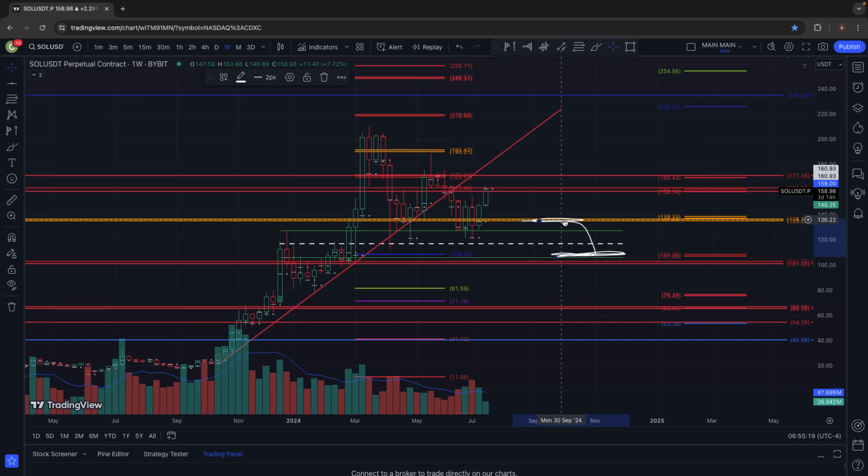136. You lose 136, the next level I would be trying to attack for a long will be 108. I will not try to do this wick hunting in the middle of 120 anymore. That liquidity, whoever basically got stopped out is basically the reason we had this little upside push.